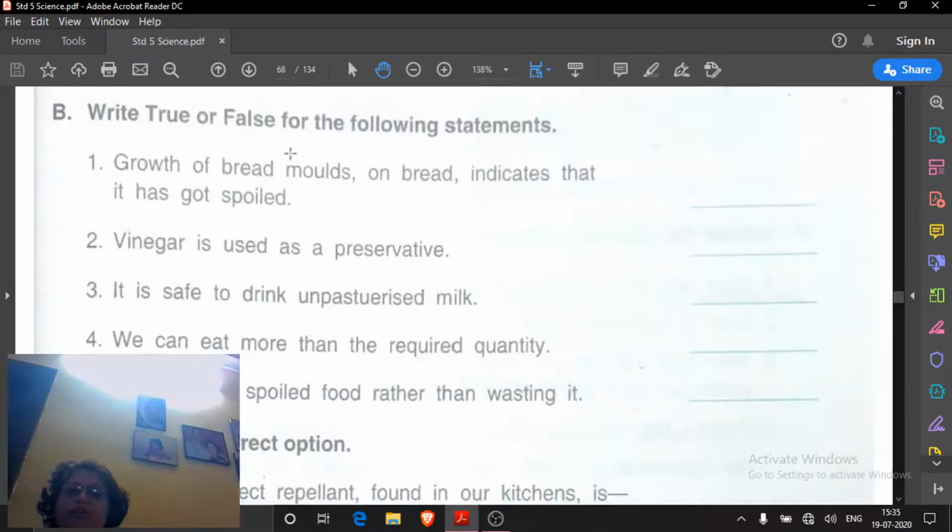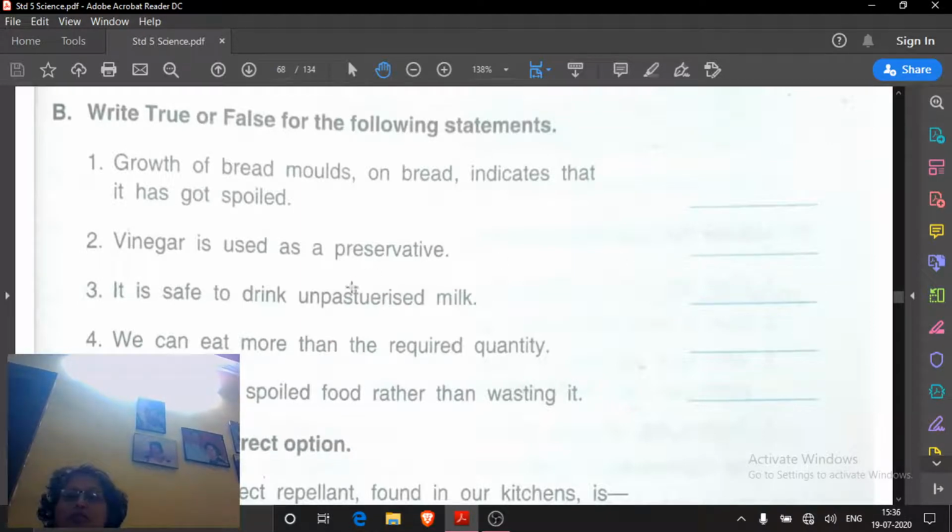Here, the first question: growth of bread molds on bread indicates that it has got spoiled. What will be the answer? True or false? Yes, of course it will be true. T-R-U-E, true. Next, vinegar is used as a preservative. This answer will again be true. We have read that acetic acid is used to preserve food items, pickles and jams, and acetic acid is found in vinegar. So this statement, vinegar is used as a preservative, is true.